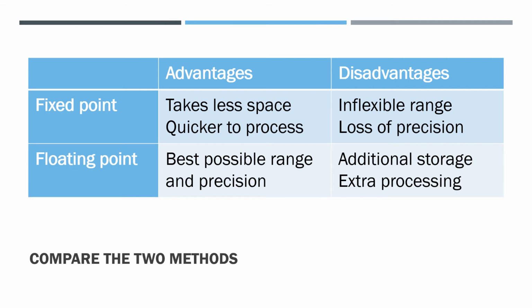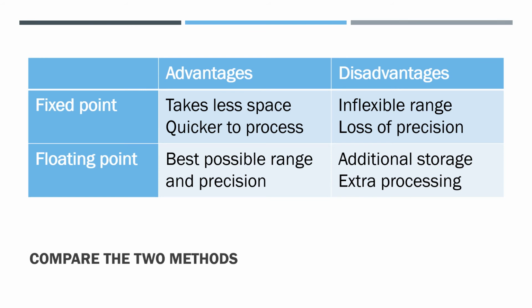Floating point is better in its precision. It works out the best possible way to store the number to get the precision that you need. The disadvantage is it takes additional storage space, but most importantly, it takes an additional processing step because the computer has to work out the number from the stored mantissa and exponent.